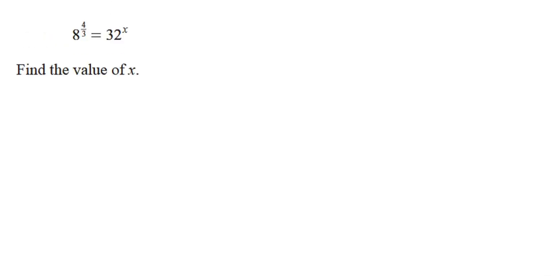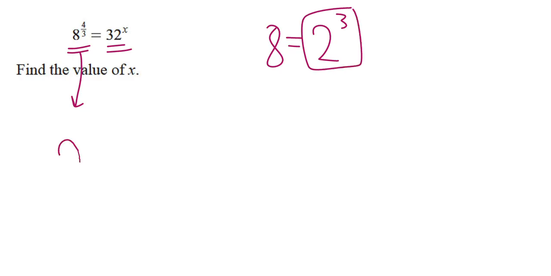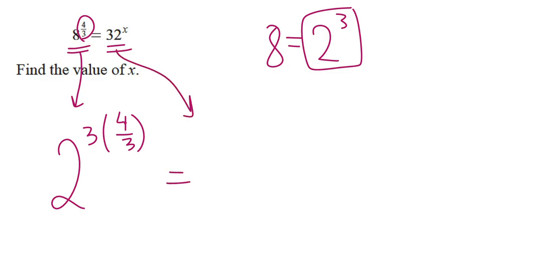The last question for today: 8 to the power of 4 over 3 is equal to 32 to the power of x. Remember, we need the same base for both of them. Now, for the first one, instead of 8, we know by now that we can write 2 to the power of 3. Do not forget to multiply this by 4 over 3 because that's another exponent. Instead of 32, we can say 2 to the power of 5. Do not forget to multiply that by x.